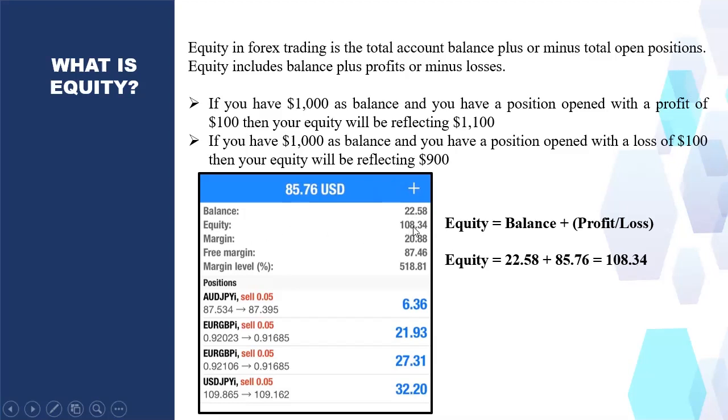I hope you understand. So your equity is a total of your capital and your profit, or your balance and your losses. The capital is the balance. Do you understand? So if you add the balance and the losses together, had it been all of this were negative, you will subtract from the balance, and that will also be your equity.